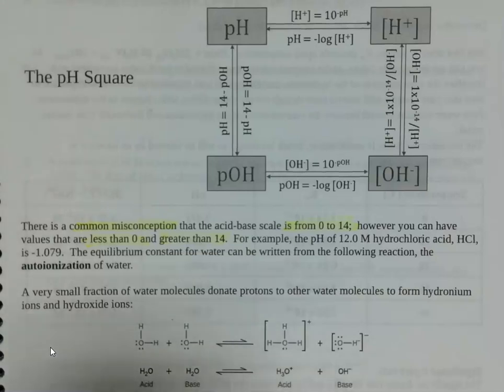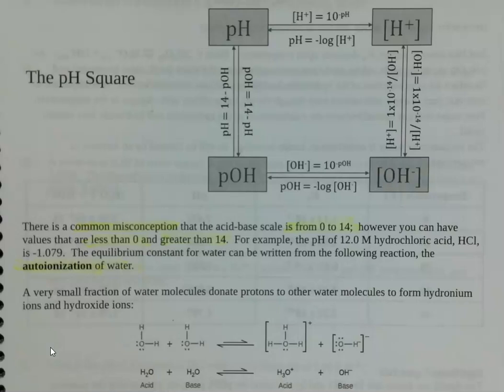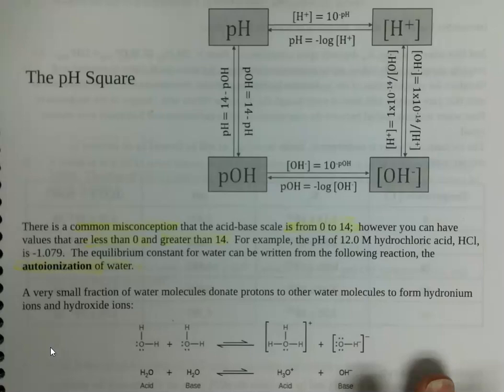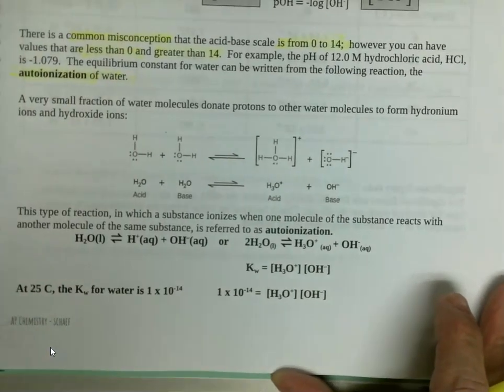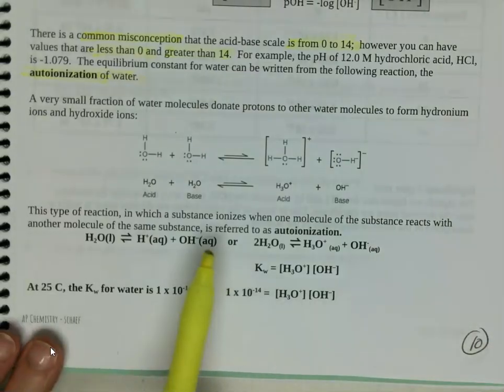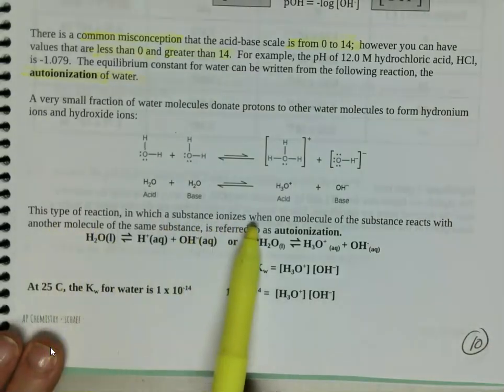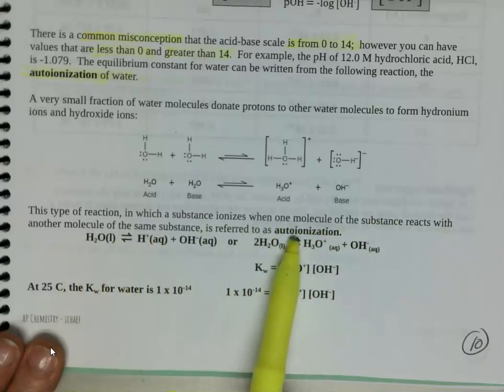Then we'll talk about the auto-ionization of water. Remember from our last lesson, when we were doing conjugate acids and conjugate bases, we talked about water being amphoteric. So this kind of goes back to that, and the fact that if a substance ionizes when one molecule of a substance reacts with another of the same, it's referred to as auto.